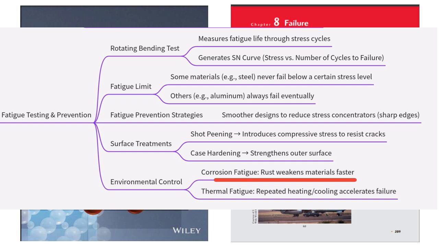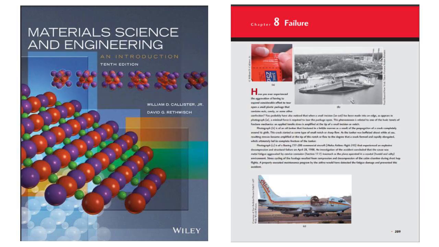And preventing corrosion fatigue often involves a multifaceted approach. You want to protect the material from the corrosive environment. You might want to use more corrosion-resistant materials. And you want to minimize those cyclic stresses as much as possible. So it's a combination approach of strategies to combat that corrosion fatigue.